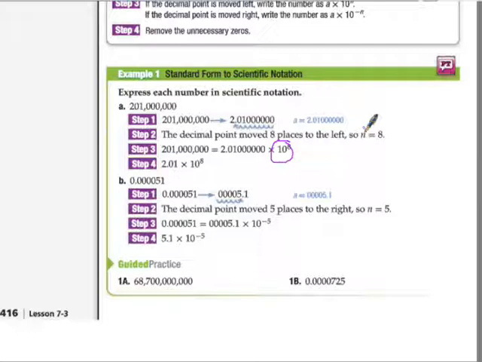Go ahead and pause the video right here and see if you can get me the scientific notation for 1A and 1B. Pause the video now.